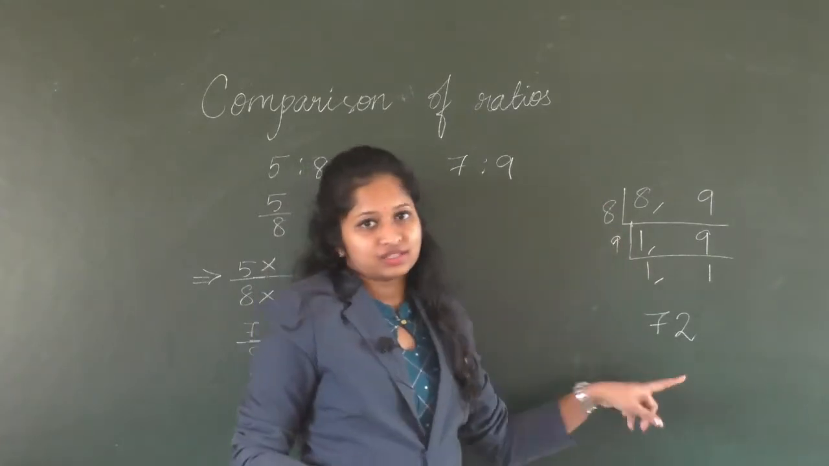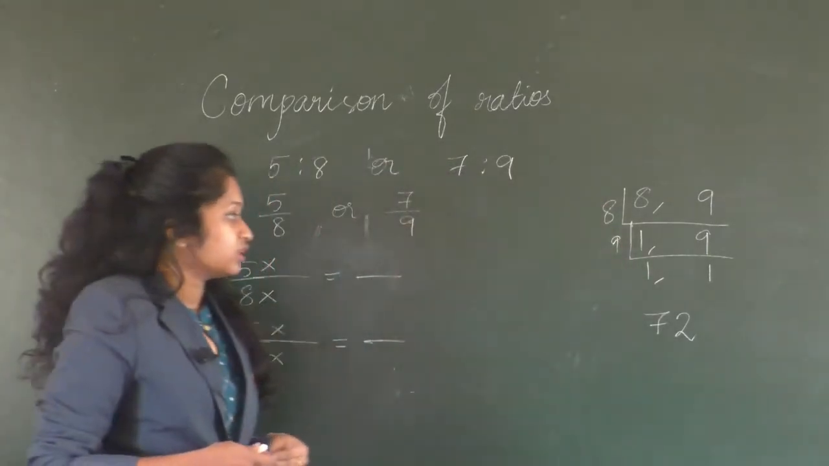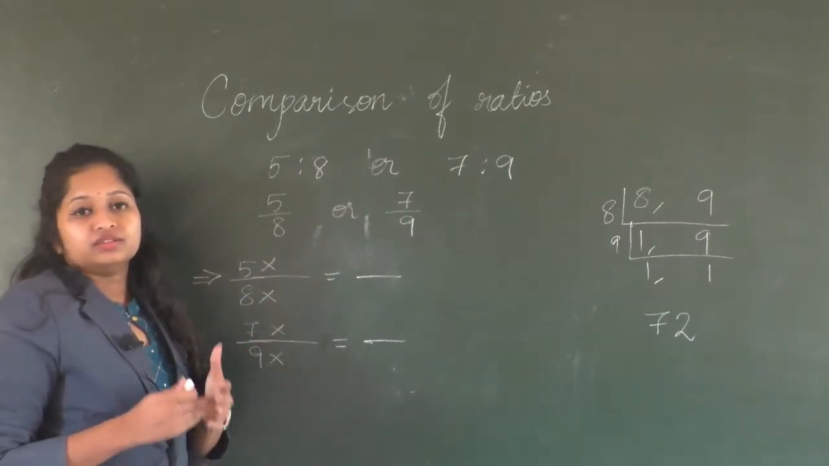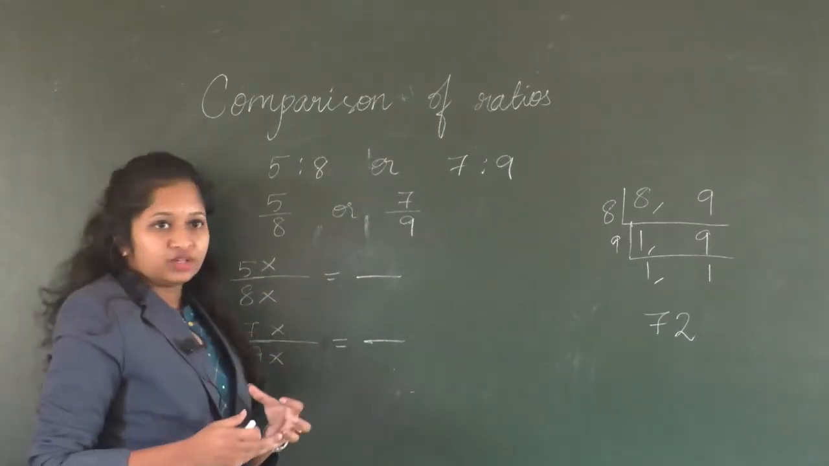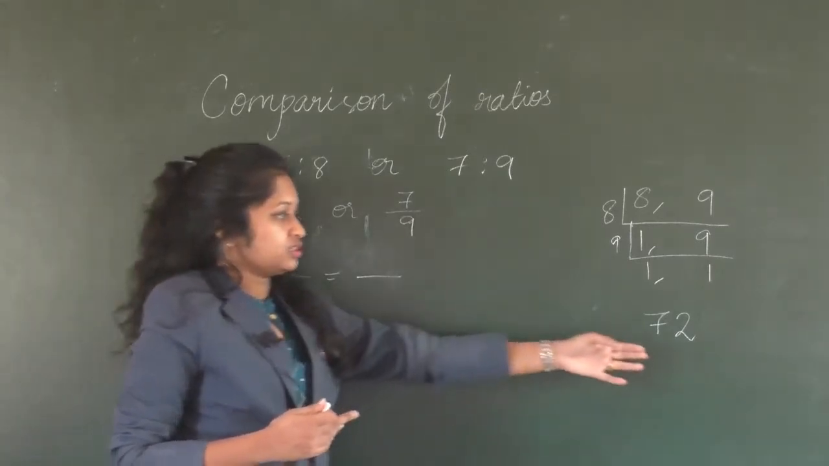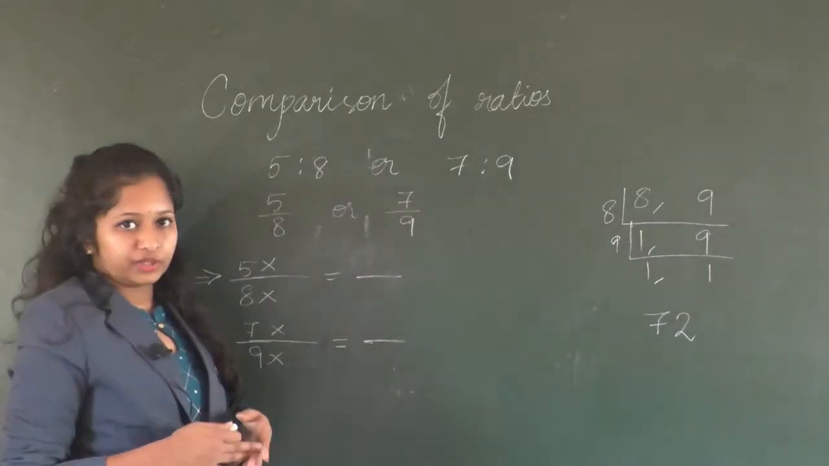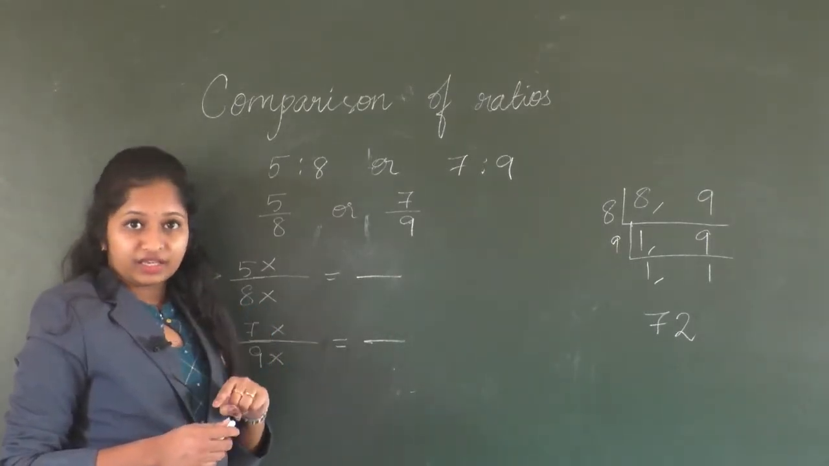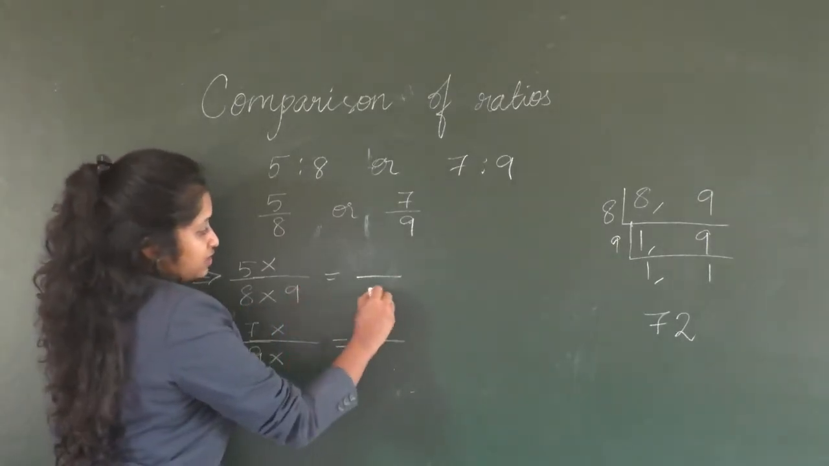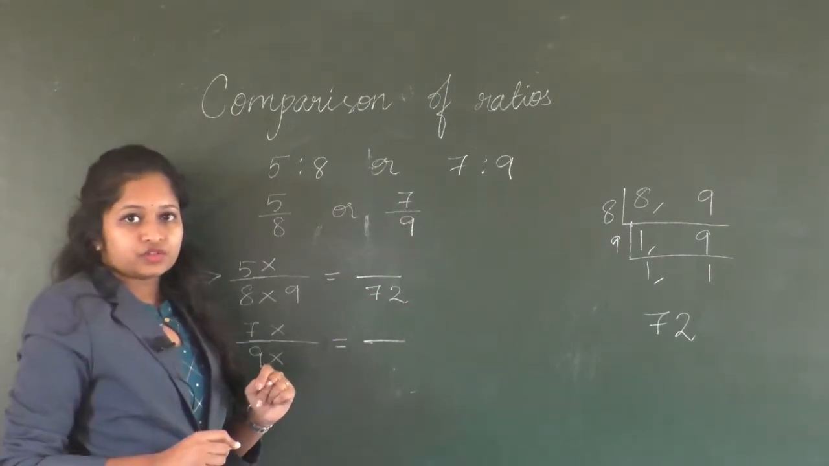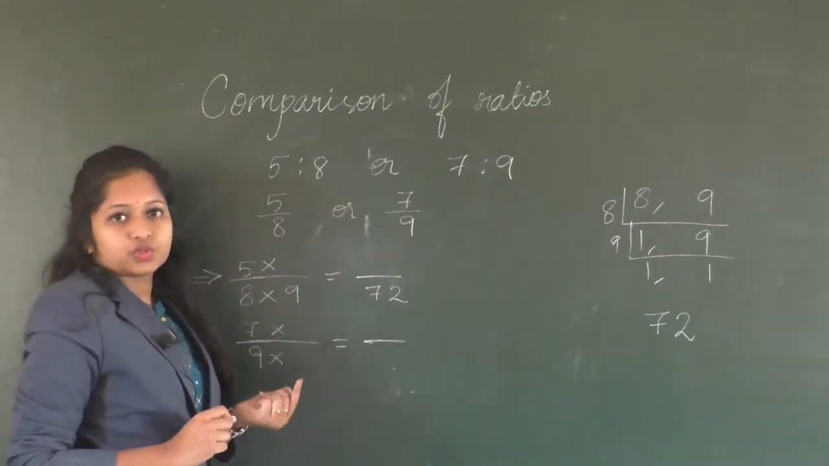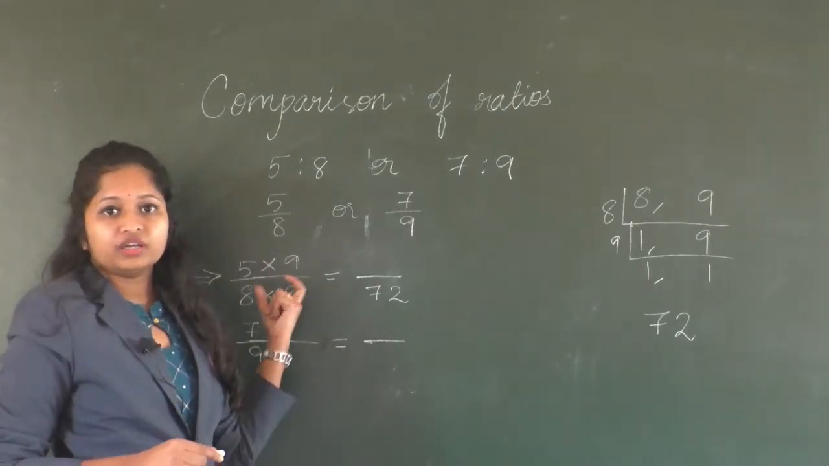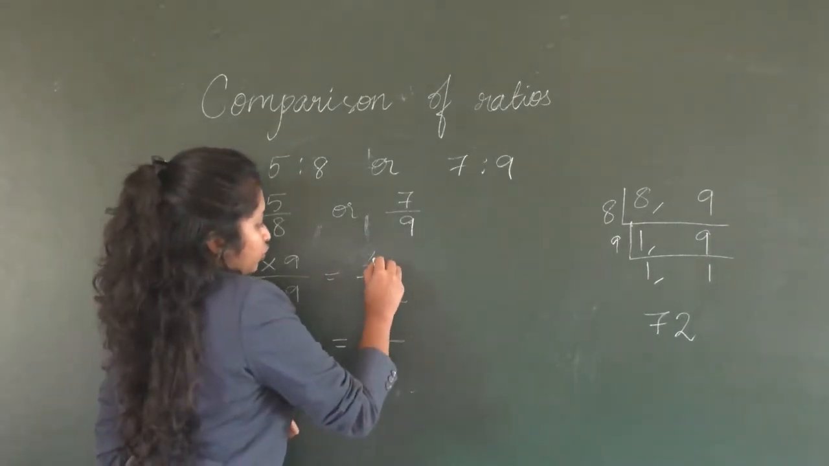8 into 9 is 72. Now multiply the denominator with a number so that we get 72 in the denominator. Now 8 we can multiply by 9 to get 72. So multiply the numerator also with the same number, that is 9. Now 5 into 9 is 45.